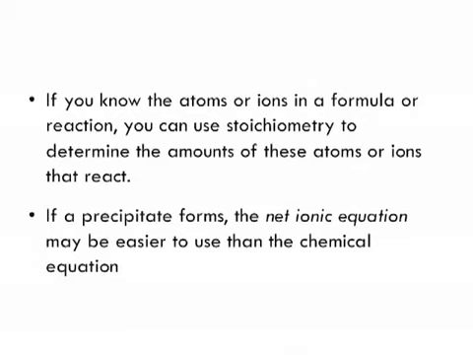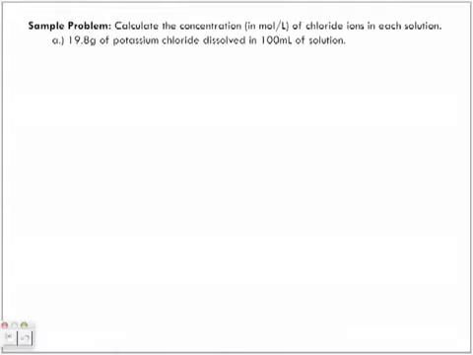Sample problem. Calculate the concentration in moles per liter of chloride ions in each solution. In part A, we start off with 19.8 grams of potassium chloride dissolved in 100 milliliters of solution. KCl is going to break apart into potassium ions and chloride ions. So what we've got is 19.8 grams of potassium chloride.